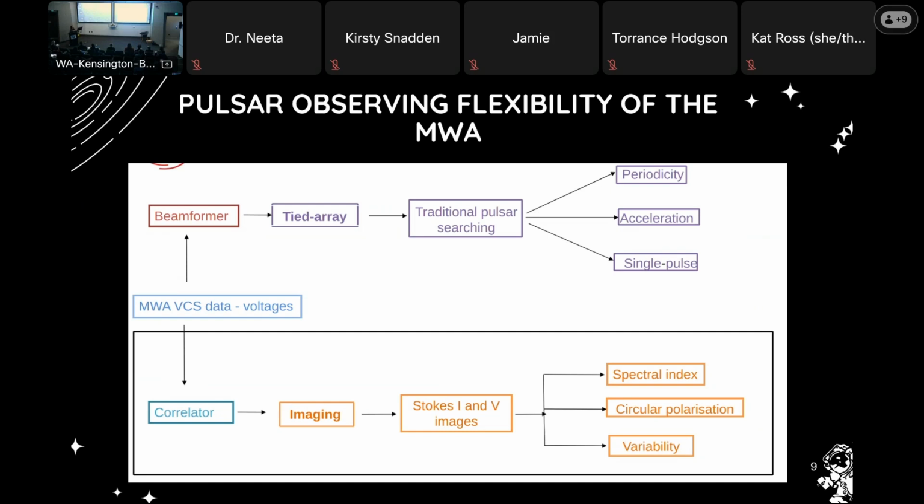On the other hand, we do have the correlator aspect. The same VCS data can then be passed through a correlator to form images, or wide field of view images, using the MWA, in both polarizations, Stokes I and V, which is useful for the work that I am doing, as well as some of the work that Christian, a PhD student, is already doing.